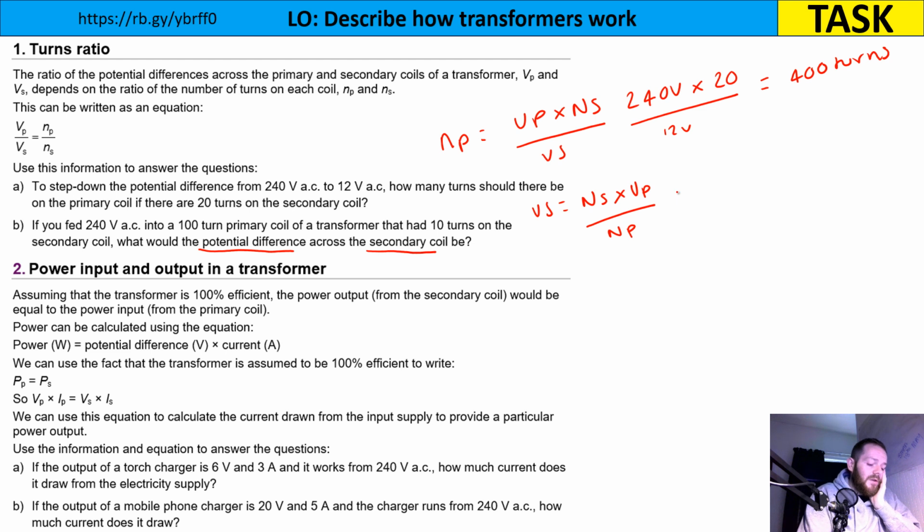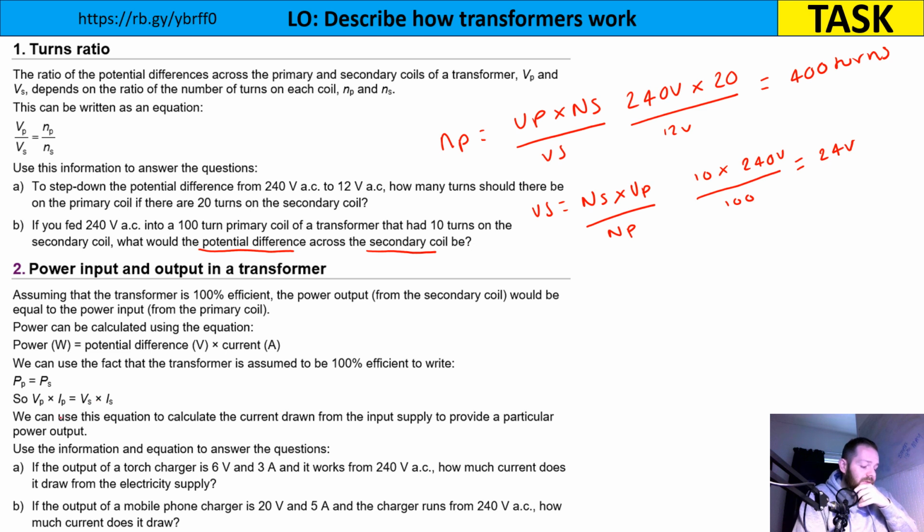Okay, so if you stick those numbers in then, the number on the secondary was 10, so it's 10 multiplied by the voltage on the primary. If you fed 240 volts AC into something, that must be on the primary. So that's 240 volts divided by the number of turns on the primary coil, a 100 turn primary coil, so 100. If you work that out, then the answer you should get is 24 volts. Okay, so hopefully that's making sense so far.